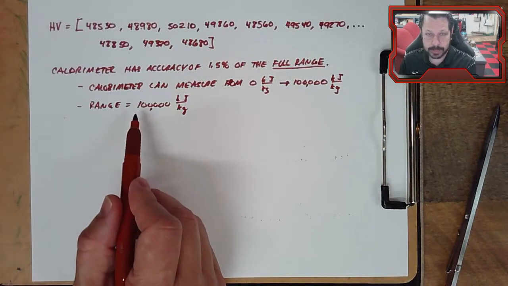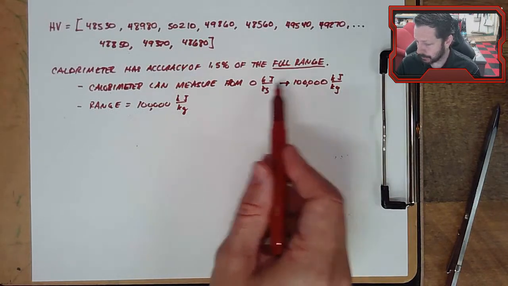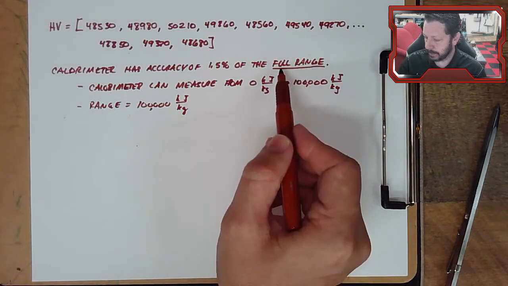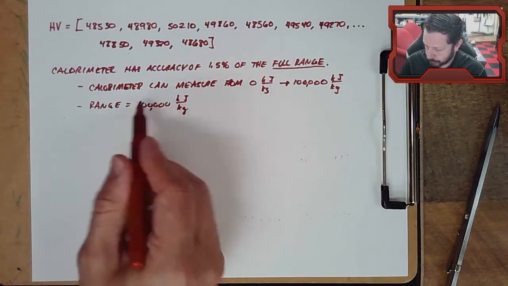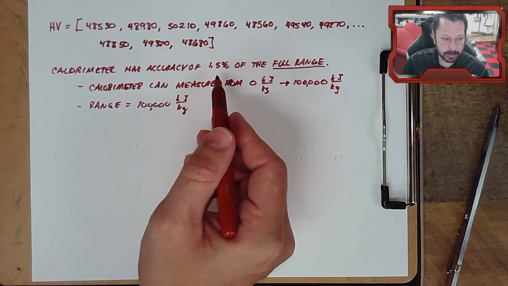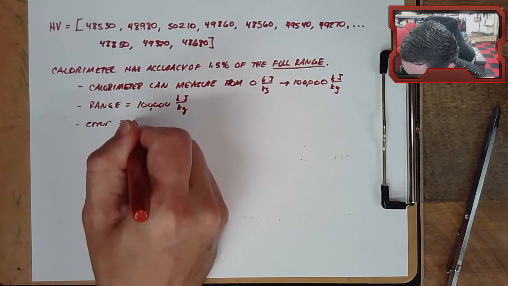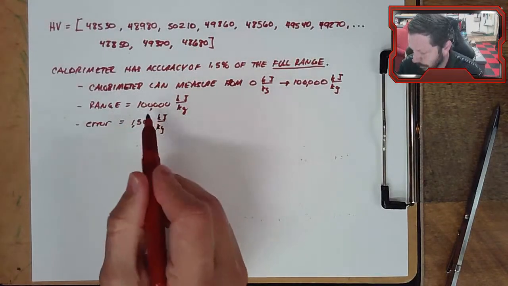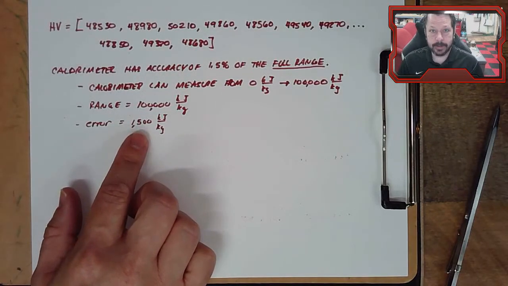Sometimes it goes from a negative number, or maybe it only goes from 20,000. So you figure out the range of what the instrument is capable of measuring when it tells you the error is associated with the full range. And so our full range is 100,000 kilojoules per kilogram. An accuracy of 1.5% means that our error is going to equal 1,500 kilojoules per kilogram. So 1.5% of 100,000.